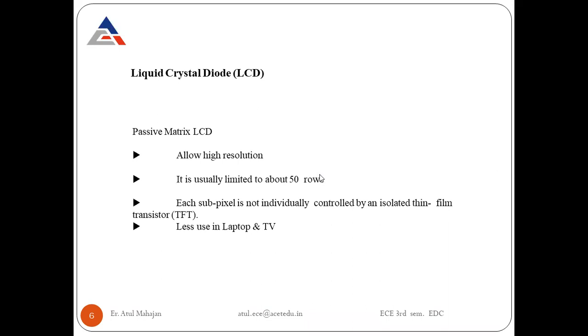Passive matrix LCD allows high resolution. The resolution quality of this passive matrix LCD is very high. It is usually limited to about 50 rows, which is a kind of pattern used for the display of this passive matrix LCD. Each subpixel is not individually controlled by an isolated thin film transistor, that is TFT. It is controlled collectively by the complete section of that display.